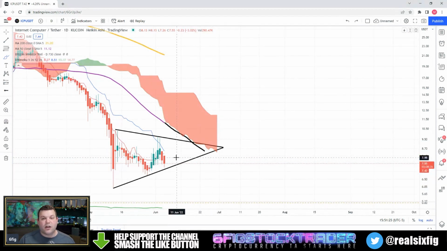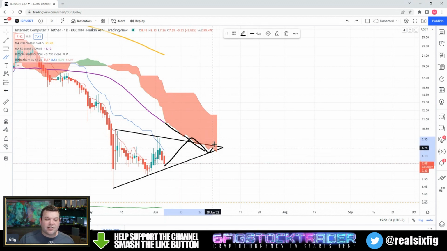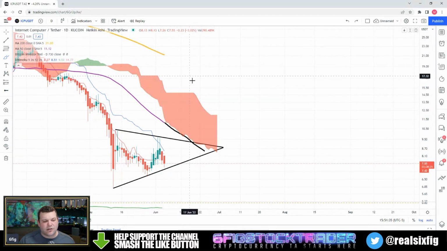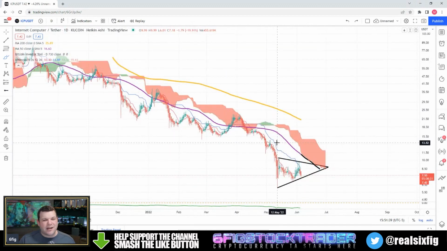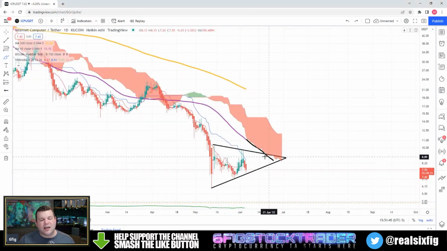But for now, this could be one of these things too, where we see some sort of ascending triangle build and then blast us up to this 200 moving average. So right now on the daily, I think price will continue to squeeze in between the $7.50 level and $9.30-ish level, probably going into June 15th, 16th, 20th, somewhere in that neighborhood.